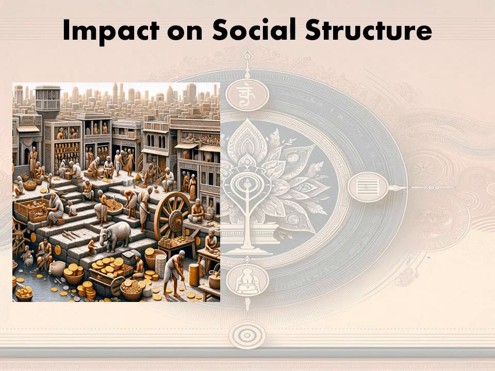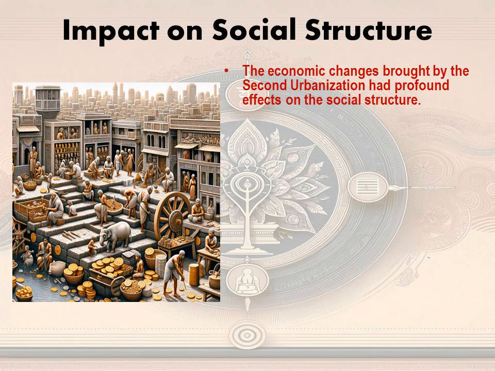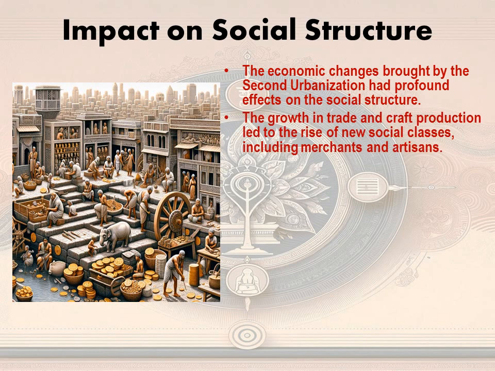Now, impact on social structure. What was the impact on the social structure of the period? The economic changes brought about by the second urbanization had profound effects on the social structure. The growth in trade and craft production led to the rise of new social classes, including merchants and artisans. So there was growth in trade, and the factor of urbanization led to the development of new communities of social classes, and they were merchants and artisans.